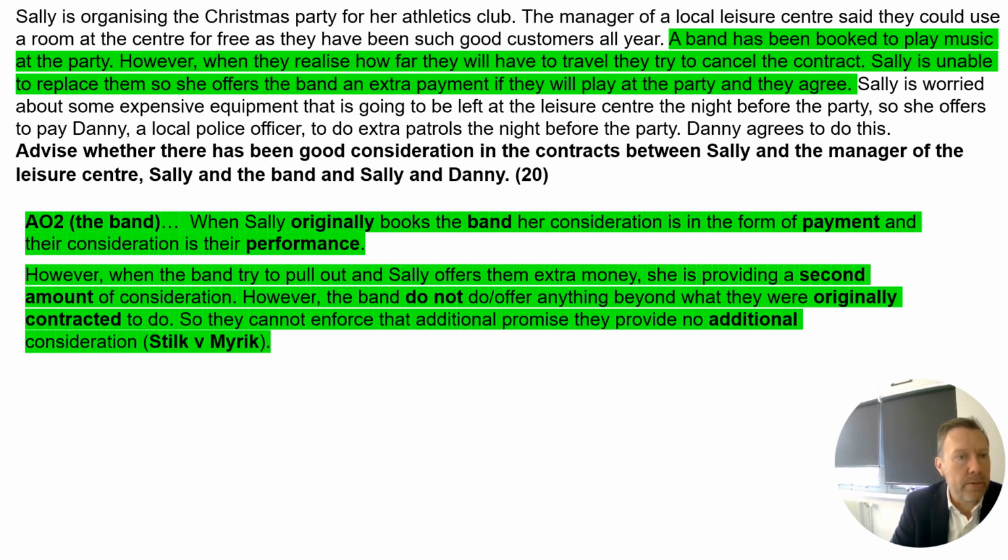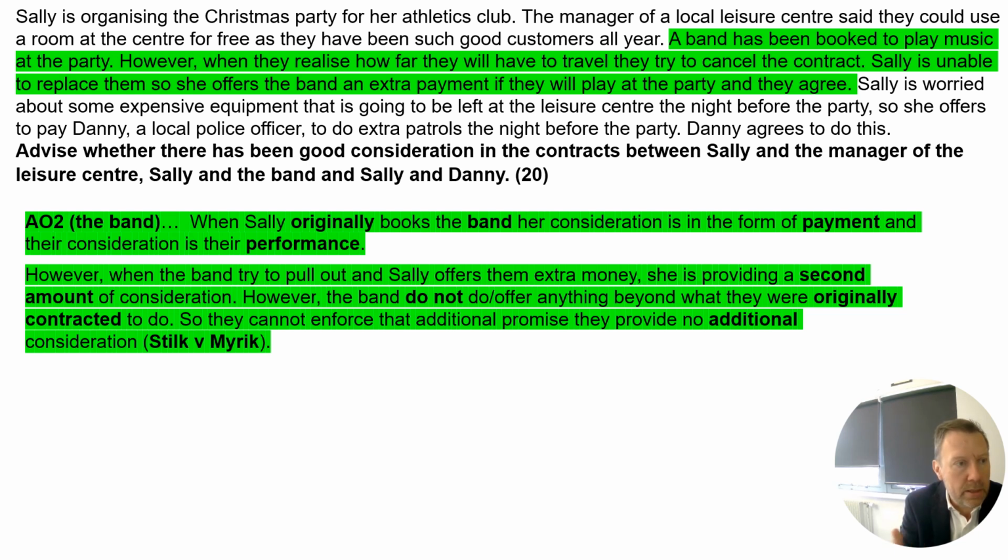And the problem here, of course, is that when they threaten to pull out of this contract, potentially breach the contract, she, in response, getting a bit desperate for their services, offers them extra money. So she's now providing an additional form of consideration by offering to pay them more. But then they don't do anything in response to that additional consideration, because all they're doing is agreeing to do what they've already agreed to do.